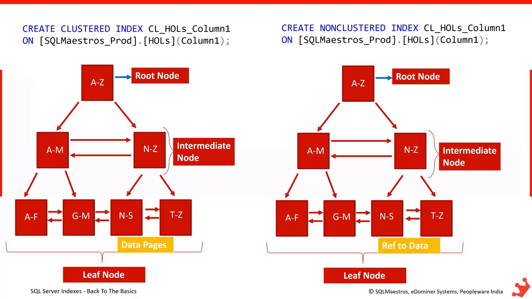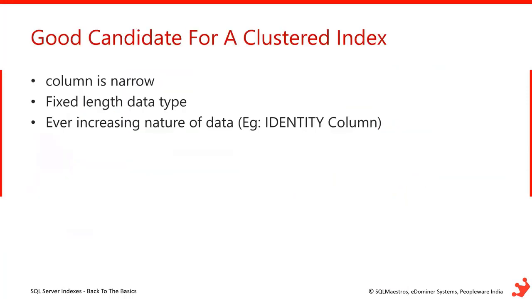So then imagine how many intermediate level pages you may need to fit the entire data, and the levels of the index will increase. Let's say the root is level 0 and the intermediate level is 1, then 2, then 3. So if you have a wide column, then the number of intermediate levels will go up. These are the things that you should keep in mind whenever you are deciding a clustered key. So these are the quick points.